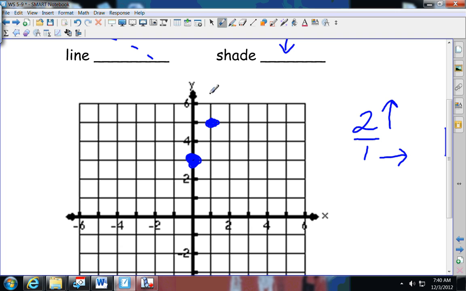Well, if I do it again, I run out of room. So let's go backwards. Down two to the left one. Down two to the left one.